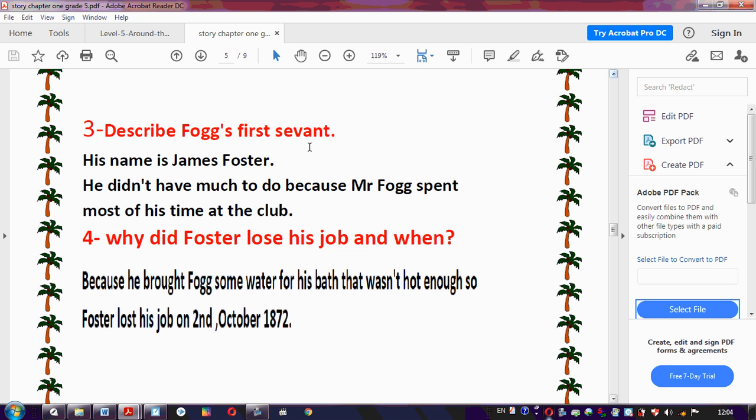Describe Fogg's first servant. His name is James Foster, and he didn't have much to do because Mr. Fogg spent most of all his time at the club. Suddenly, Mr. Foster lost his job with Mr. Fogg. Why and when? He lost his job on the 2nd of October, 1872. He lost his job because he brought Mr. Fogg some water for his bath that wasn't hot enough.